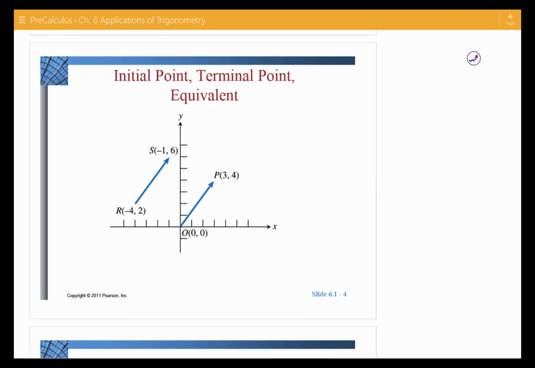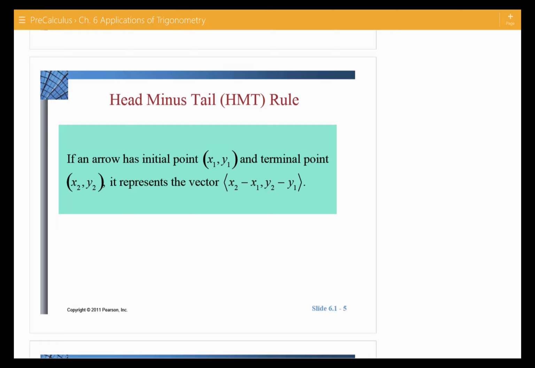All right, vectors have an initial point and a terminal point. Like this is the initial point 0, 0, and the terminal point is 3, 4. These vectors are equivalent here. Both of these vectors go over 3 and up 4, so it doesn't matter where you place them. They have the same length and same direction, therefore they're equivalent.